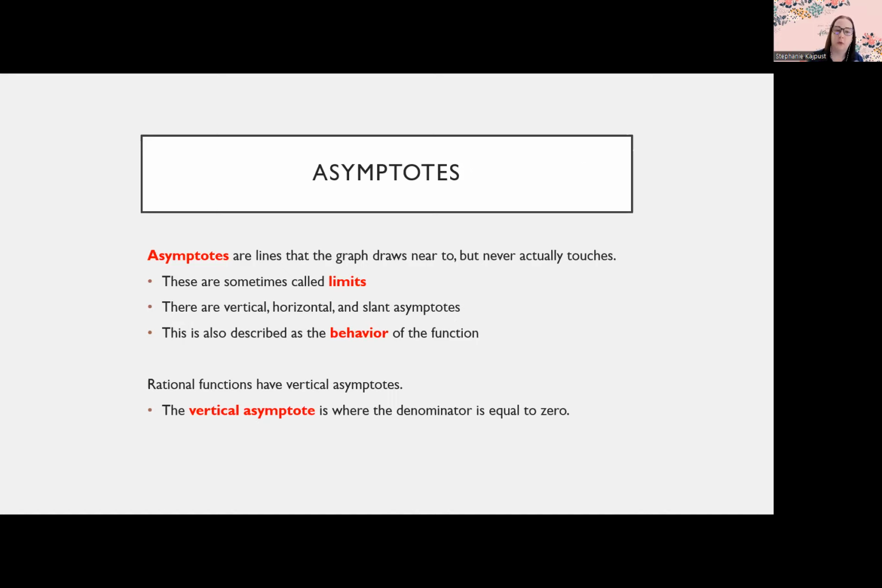So rational functions have these things called asymptotes. These are lines, either vertical or horizontal, sometimes slanted, that the graph gets really close to, but doesn't actually touch. It starts to follow that line and starts to look like it's straight, but it never actually is straight. So we've got vertical, horizontal, and slanted asymptotes, and this is called the behavior of the function. Rational functions always have vertical asymptotes. There's always a spot where the graph looks like it's going straight up and down, and this is where the denominator is equal to 0. Sometimes they have horizontal or slant asymptotes, sometimes they don't. So you always have a vertical asymptote, but you don't always have one of the other types.